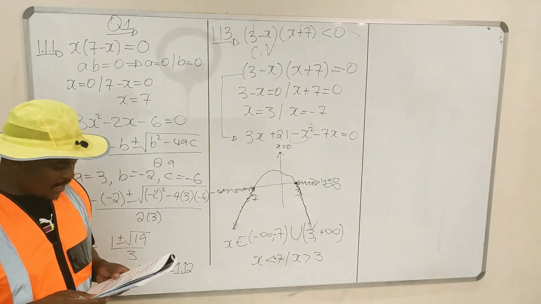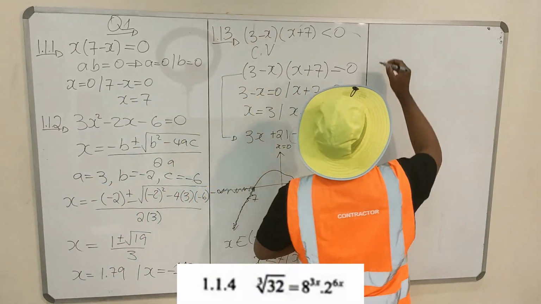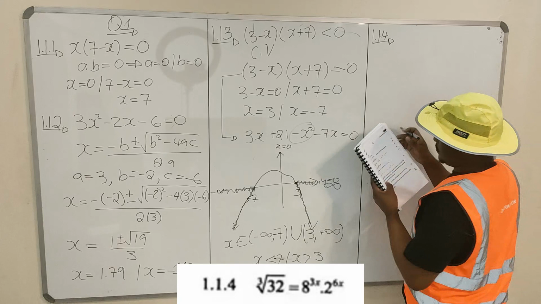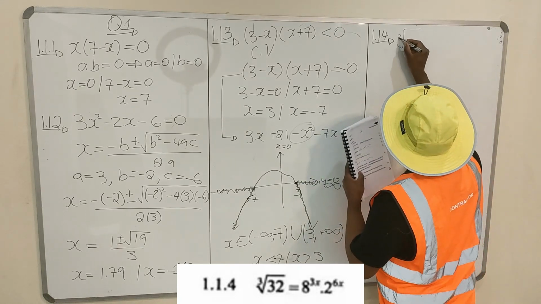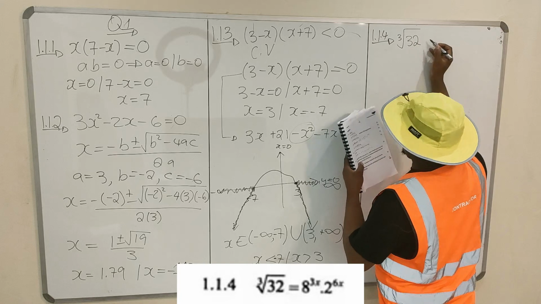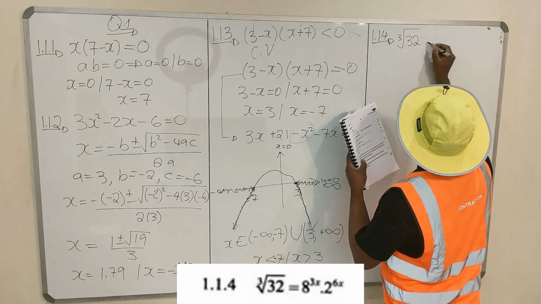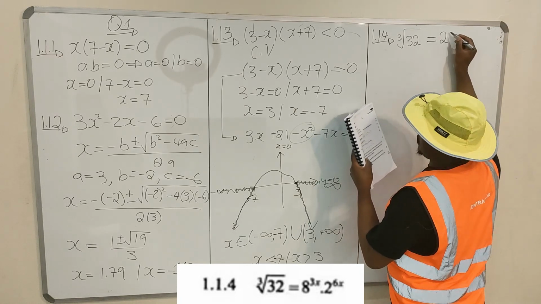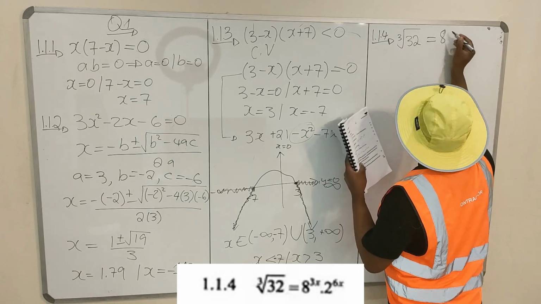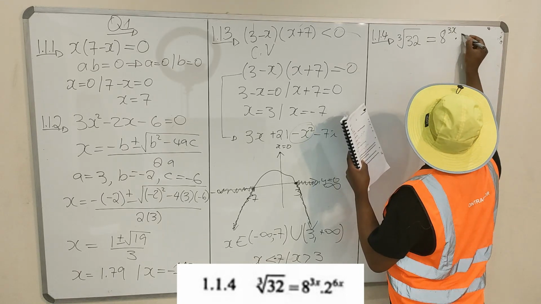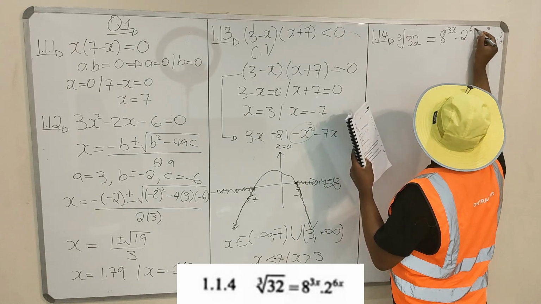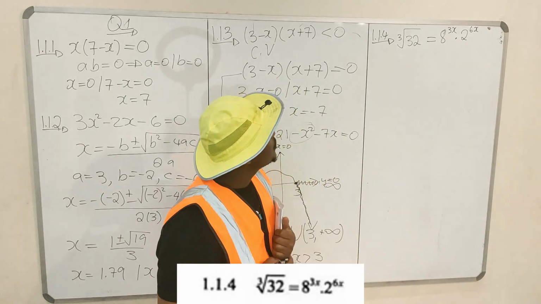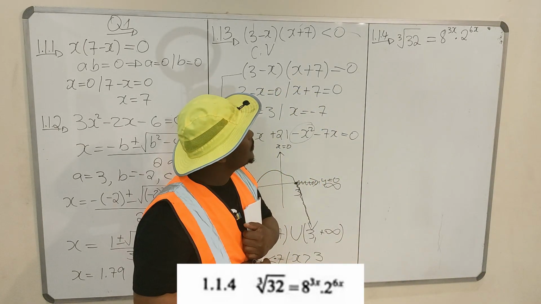So let's move to the next one, 1.1.4. Do you have any questions here? No. Okay, is everyone happy up to this point? Yes. Okay, so we're given this thing here.